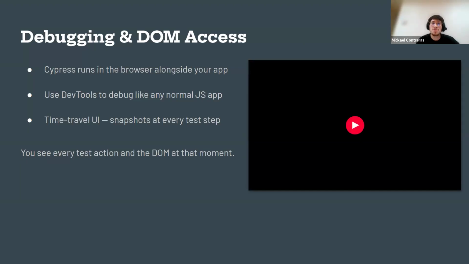And the Cypress test runner gives you time travel debugging. It saves snapshots of the DOM at every step of the test. You can click on any command in the Cypress UI and instantly see what the page looked like at that exact same moment. This kind of visual feedback is what makes Cypress so powerful. You're not just guessing or digging through logs. You're literally watching your test step through your app.